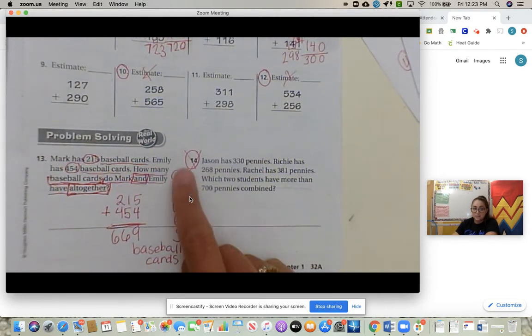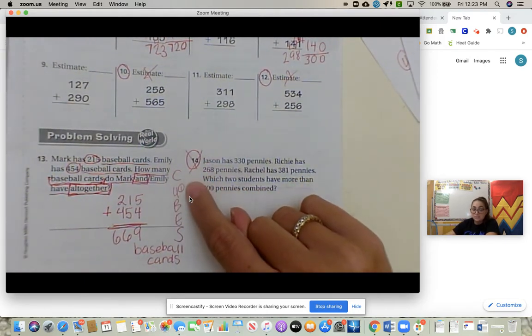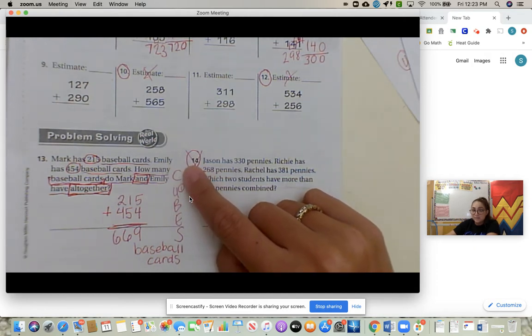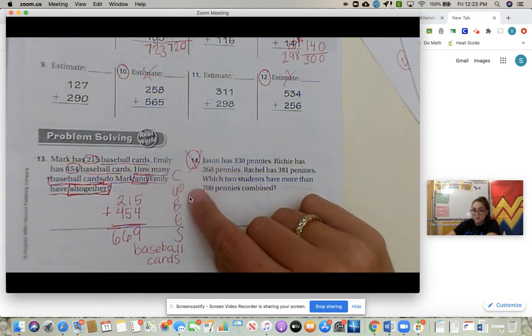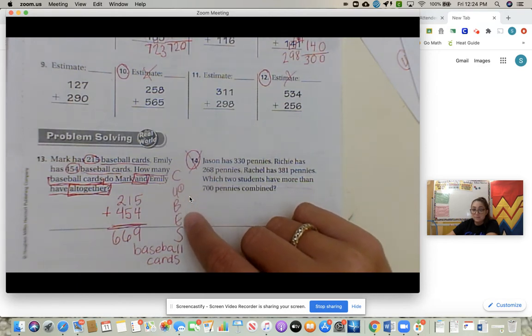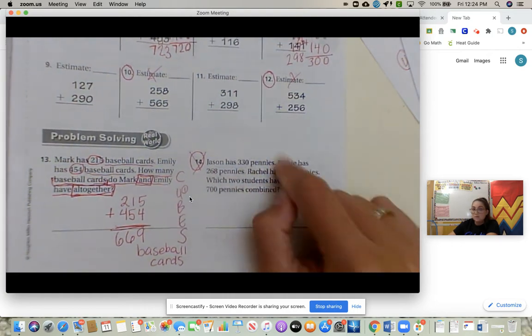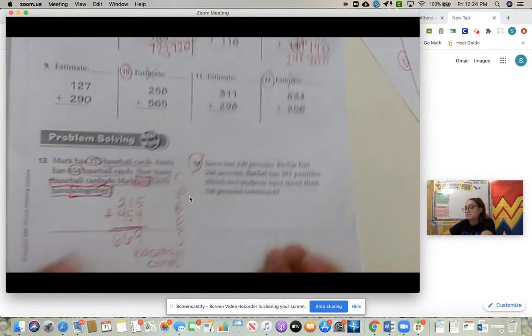Number 13, using cubes. You first underline the question. Then you look back and say, okay, what are our key numbers? So circle the important numbers. Then you box the math verb. Then you evaluate. You think about what is the question asking you, and then you solve it. We're not doing 14. Don't do 14.